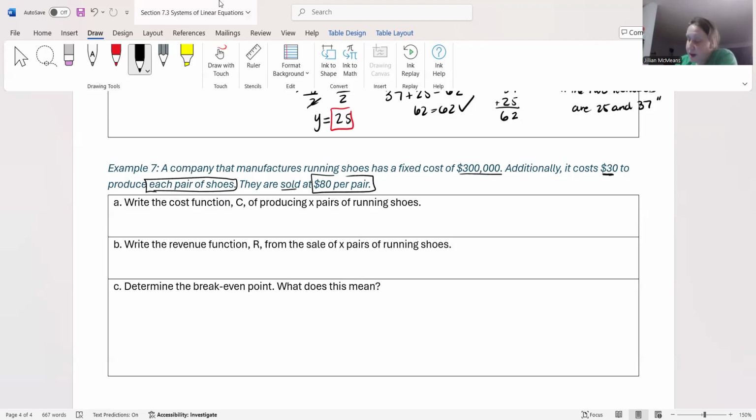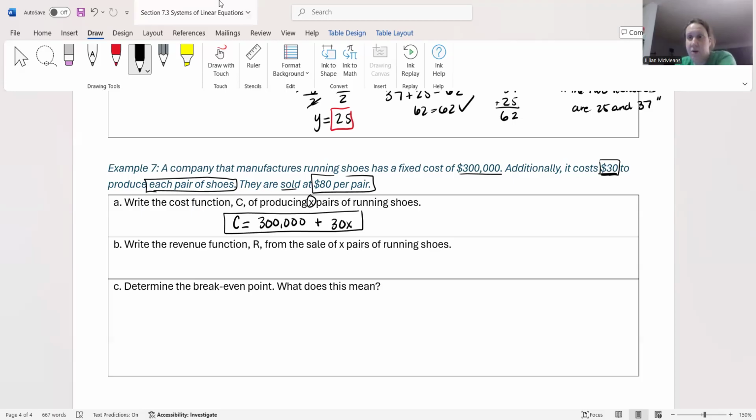Okay. So we would say, well, C equals now, the cost to produce shoes, we have fixed costs. Remember, that could be rent, utilities, and then payroll, for example. So we know it's going to cost us 300,000 no matter what. And then in addition to that, we need to have additional costs of $30 per pair, and we're letting x equal the number of pairs of shoes. So we have 300,000 plus 30x, and this is our cost function. So fixed fee or fixed cost of 300,000 and then an additional $30 per pair of shoes.